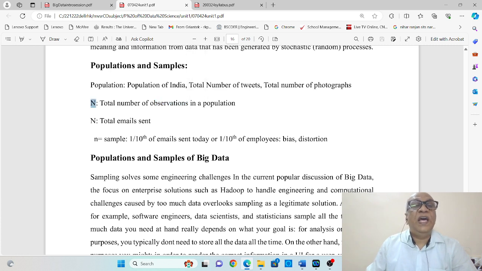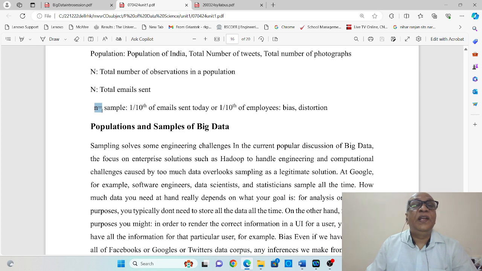So, when I say N, I am speaking about the observations in that population. So, when I am speaking about emails, N indicates the observations in the emails. Now, I will take a small n here to represent a sample.